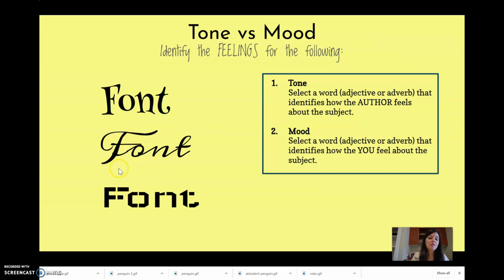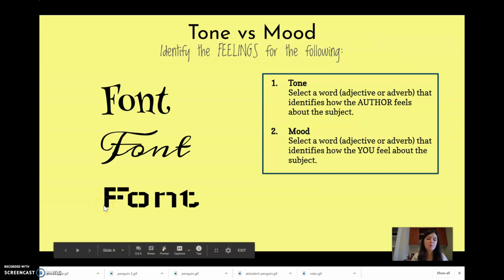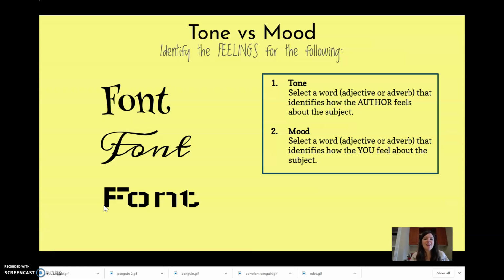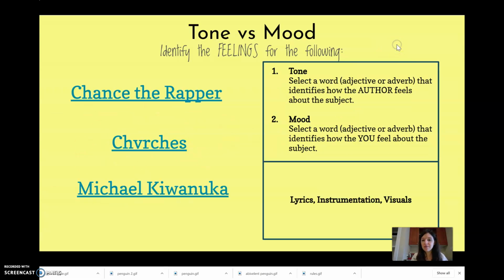The tone of this font is more sophisticated, and therefore the tone of sophistication might make me feel the mood of being impressed. The tone of this font might be futuristic, and therefore my mood might be excited because I love the future. So the tone of things create moods in the audience.